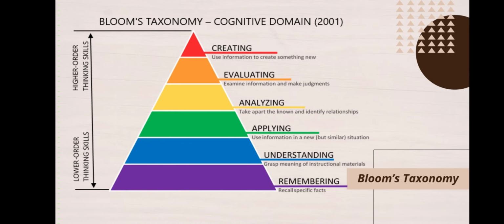The Bloom's taxonomy cognitive domain is divided into two parts, the higher order thinking skills and the lower order thinking skills. Higher order thinking skills comprise the top levels such as create, evaluation, analysis, and application. Learning outcomes related to interpretation of information, decision-making, problem-solving, and planning.